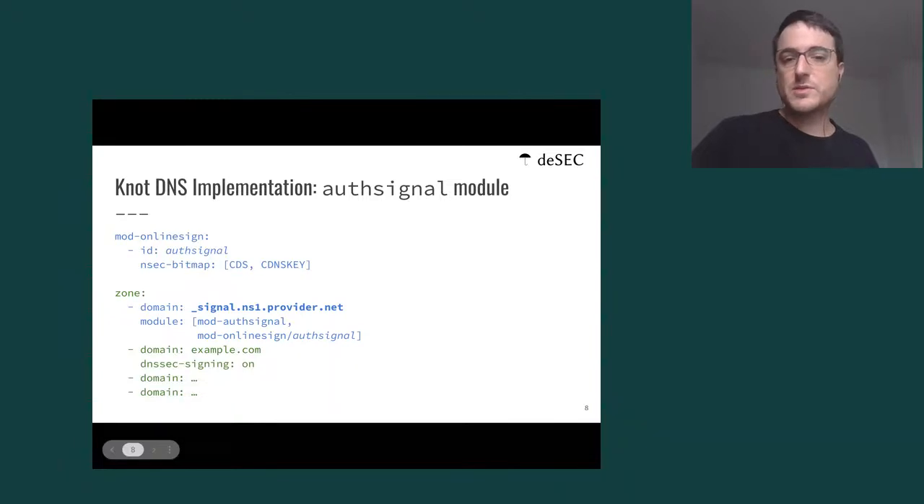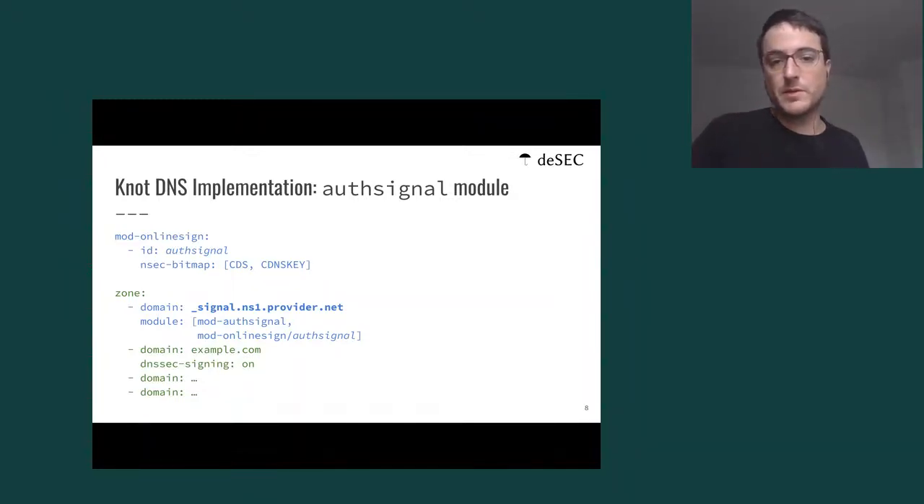So you can add another domain, which is _signal.ns1.provider.net, if that's your name server host name. And you will have to turn on two modules. One is the online signing module, because responses are generated dynamically at query time. And the online signing module needs a specific configuration. So that's up here. That is something that you don't need to touch. It just needs to be there. And then also the authsignal module needs to be enabled as well. And this takes care of responding properly to queries like the one we had earlier on the left-hand side of the diagram. So that's all you have to do for Knot DNS.